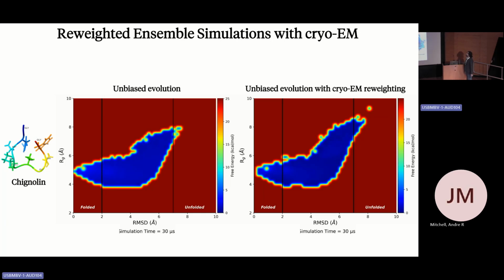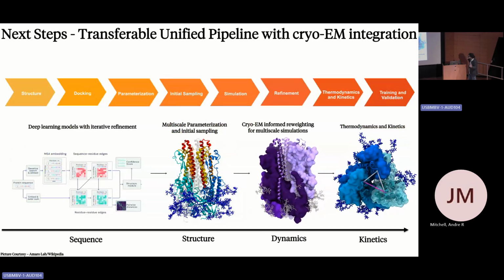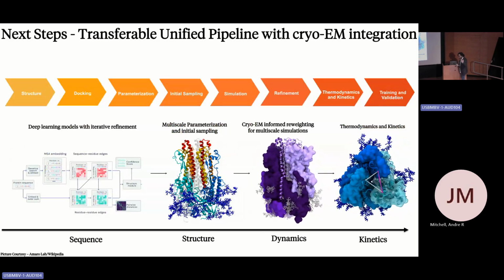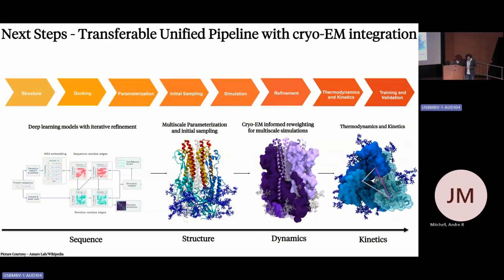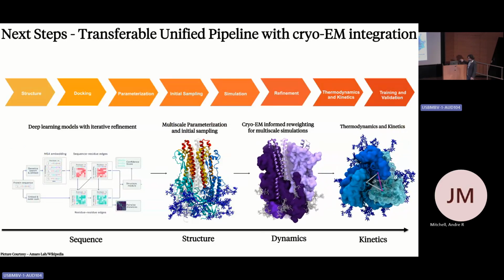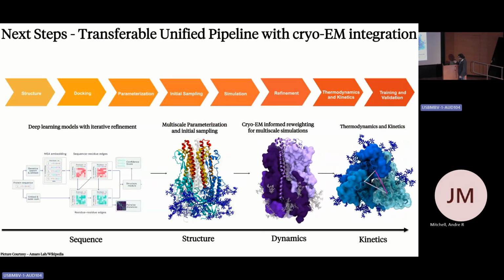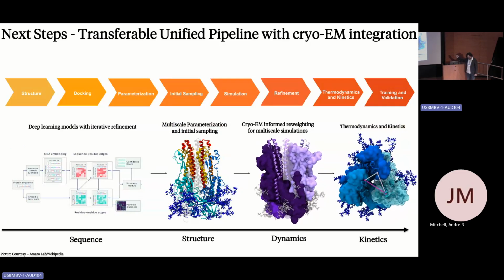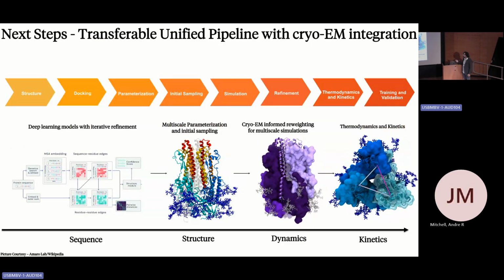With this, this is the ultimate step of getting the unified pipeline with integration. We start with the sequence. You go through the multi-scale milestoning pipeline. You get the K on, K off, delta G. You refine them with cryo-EM. And finally, you end up having refined kinetics and thermodynamics for the ligands you need.